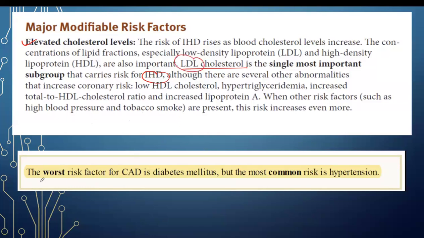Sometimes they also ask, what is the worst risk factor in a patient with coronary artery disease? That's diabetes, because it causes more complications in an ischemic heart disease patient. And what is the most common risk factor? Hypertension. So three things: the single most important risk is LDL cholesterol, the worst is diabetes, and the most common is hypertension. Try to remember these three because it can get confusing in the exam.